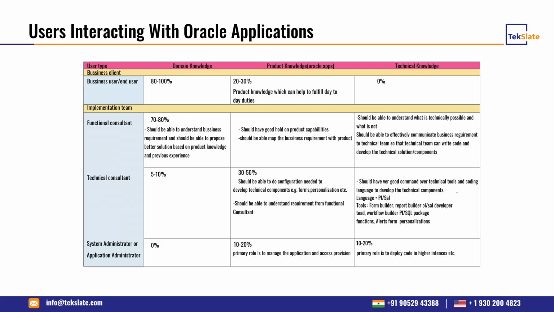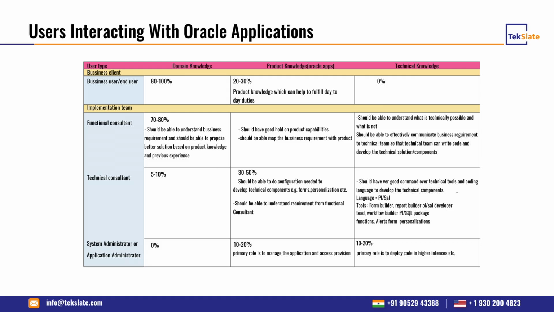However, he is expected to have a good understanding of the technical landscape in the range of 80 to 90% or maybe more, because that is where he is required in the implementation team. His role is to understand the requirement, discuss the requirement, and brainstorm along with the functional consultant, and translate the business requirement being spoken by the functional consultant into technical language. So he understands the requirement from a functional consultant and writes code to meet the business requirement. And finally, what we have is a system administrator or application administrator.